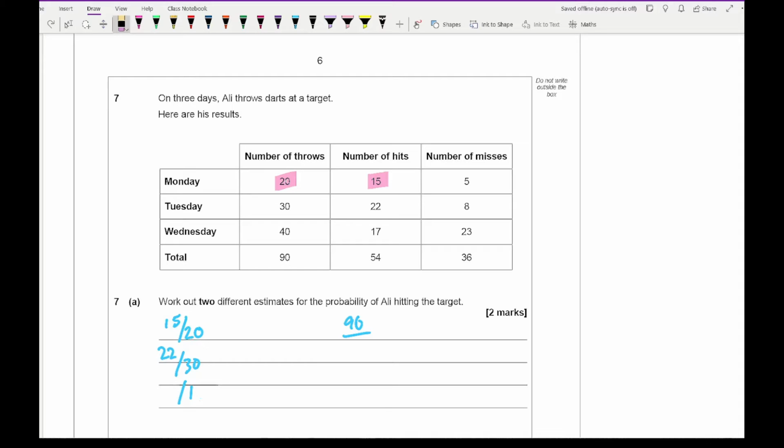That one should be 17 over 40, and then we've got 54 over 90 rather than 90 over 54. Again, just be careful because they always do these little tricks. Then you can work out what those decimal answers are going to be. If I did that, I find that the first one is going to be 0.75. Remember that you only need two of these. And if I do 17 divided by 40, that gives me 0.425.